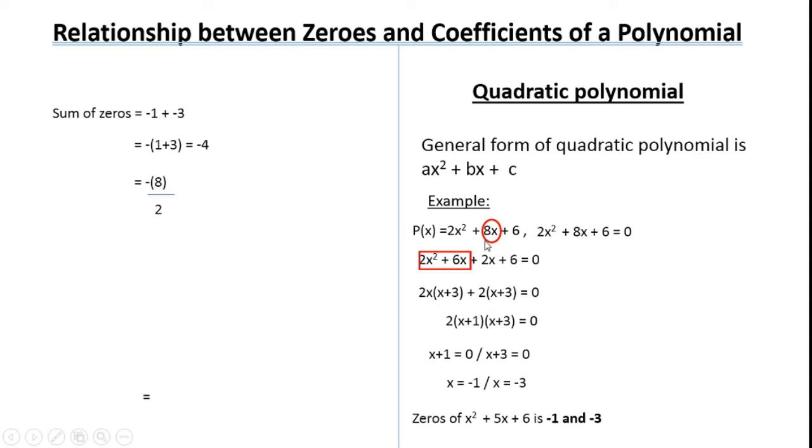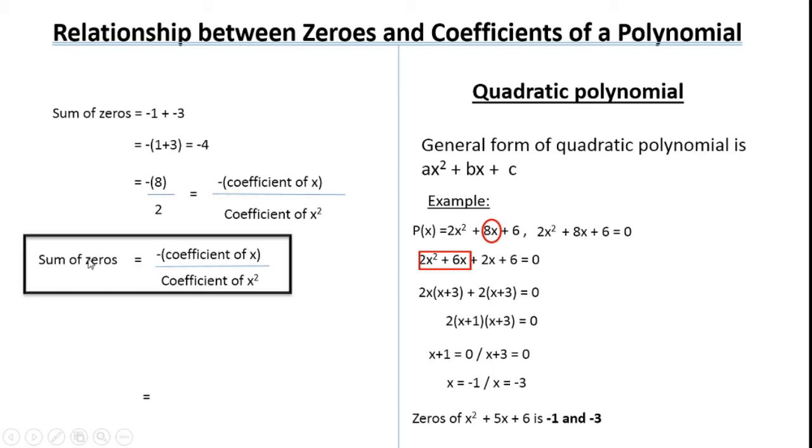So, minus 4 we can write as minus 8 by 2. See here, the 8 is the coefficient of x, and 2 is the coefficient of x square. So, we can write it as minus coefficient of x by coefficient of x square. Now we can write sum of the zeros equal to minus coefficient of x by coefficient of x square. This is one relation.